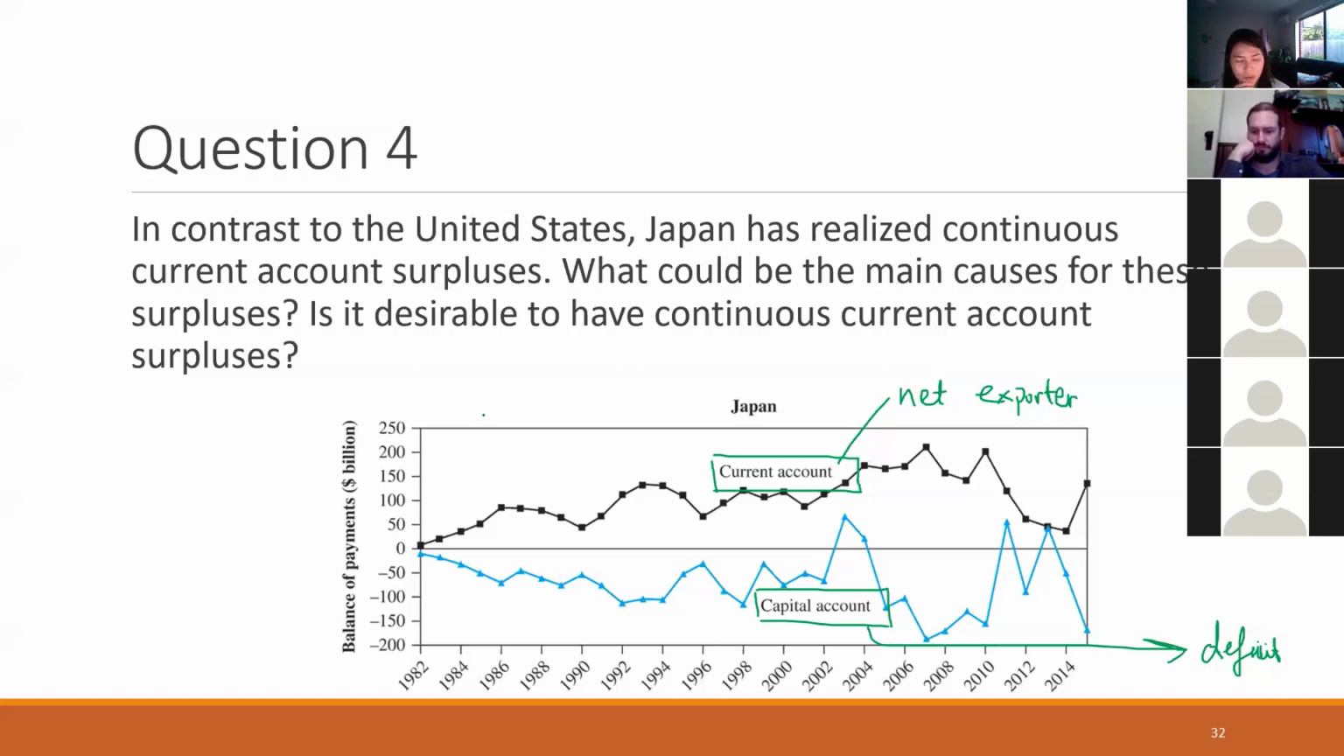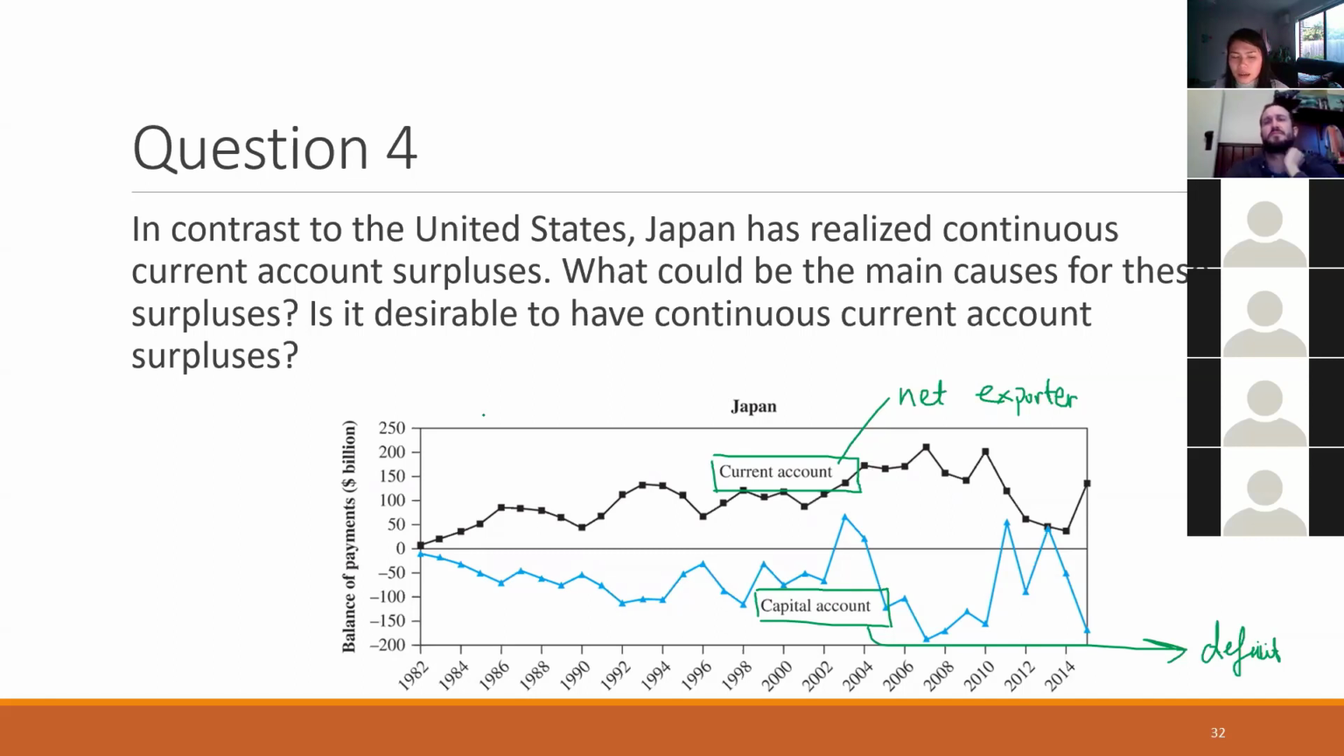So how do you manufacture a persistent account surplus? Normally, you would have to depreciate your currency, right? To depreciate your currency, you need to make sure that you invest in foreign assets to make the other currencies more expensive than yours. It's a very expensive strategy to do, right? Because you have to invest overseas. You have to have the resources to invest overseas, okay? So this is an expensive strategy to do, okay?